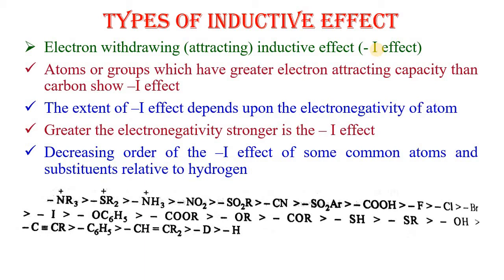The atoms or groups which have greater electron attracting capacity compared to carbon show -I effect. The strength of -I effect will depend upon the electronegativity or electron attracting tendency of the heteroatom or group attached to the carbon chain. Greater the electronegativity or electron attracting tendency of the group, stronger is the -I effect. Decreasing order of -I effect of common atoms or groups are shown below.